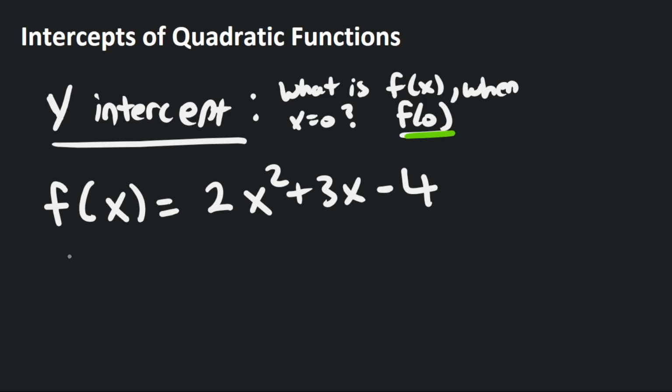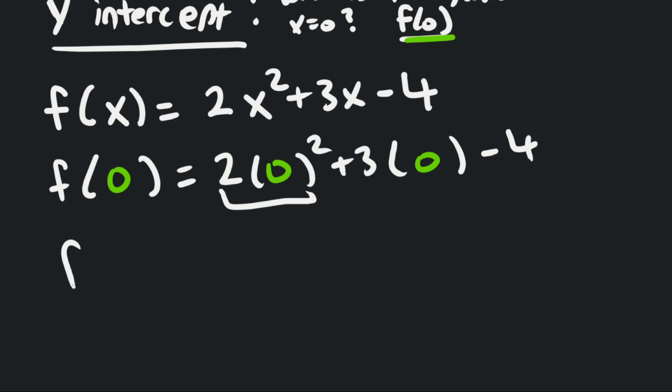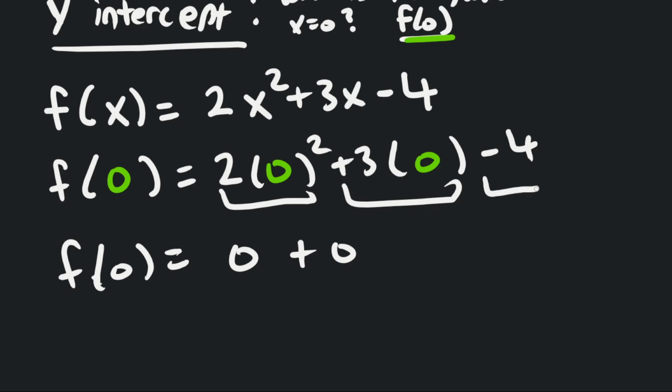So let's go ahead and find f of 0. We know f of x is 2x squared plus 3x minus 4. So that must mean that f of 0 equals 2 times 0 squared plus 3 times 0 minus 4. 2 times 0 squared comes out to 0, so let's just go down a little bit. We know f of 0 equals 2 times 0 squared is 0, plus 3 times 0 is 0, minus 4. 0 plus 0 minus 4 just comes out to negative 4.